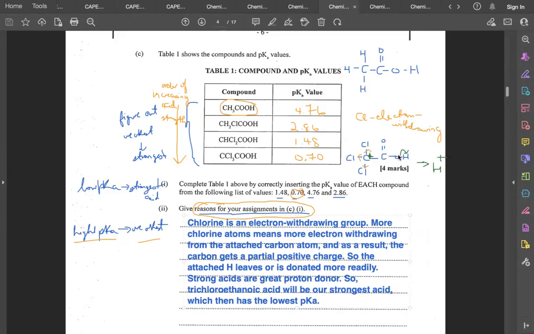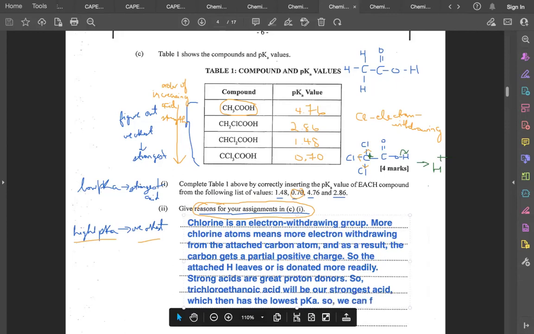So what happens is that the attached hydrogen leaves or is donated more readily. And we know that strong acids are great proton donors, right? So trichloroethanoic acid, this one with the 3 chlorines, will be our strongest acid, which then has the lowest pKa. And so we can rank accordingly. Okay, guys? So we can fill out the table in that order.